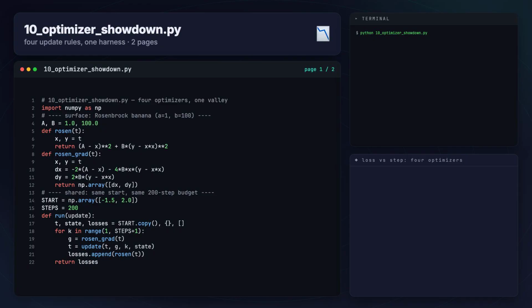Open 10 Optimizer Showdown.py. It's a single bake-off harness. Define the Rosenbrock toy and its gradient. Write 4 update rules as small stateful functions. Run each for 200 steps from the same start. Log the loss every step and print the 4 finals. No training data, no net, just a 2D surface and 4 ways to walk down it. The figure is the 4 loss curves overlaid.